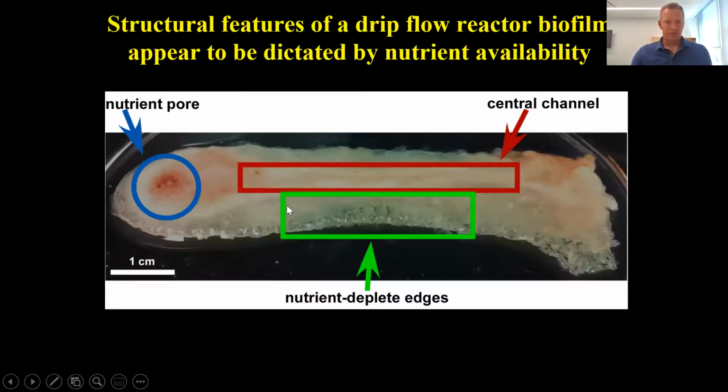So to orient you to sort of the anatomy of the biofilm, the liquid drips in here. We call it the nutrient-rich pore, and then the region in the middle is the most nutrient-rich region of the biofilm. And as the biofilm gets further away from the nutrient channel, you get more nutrient deplete edges. And so we would then take this biofilm and we section it like you would section a loaf of bread. And what I'm about to show you is if you imagine a piece of bread and I'm now turning it to you so that you can see the molecular features.